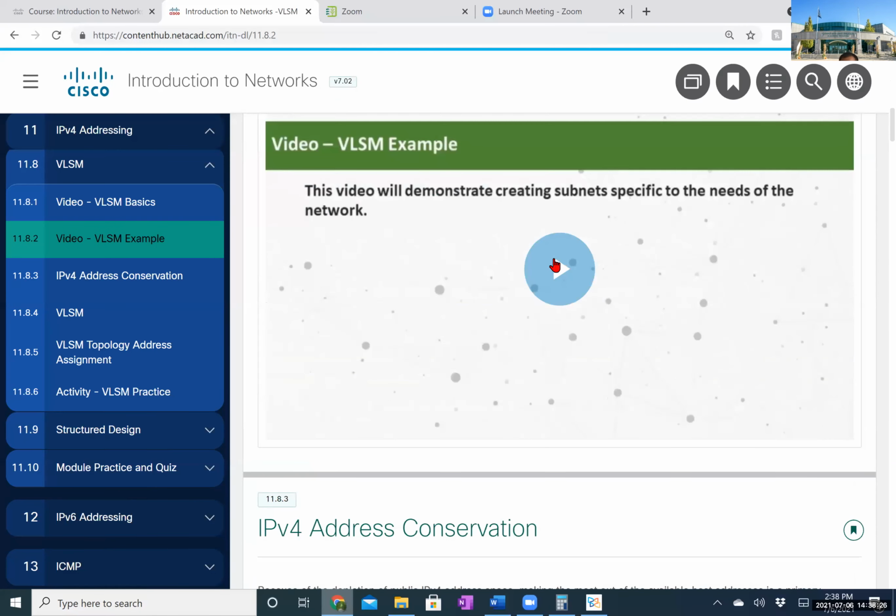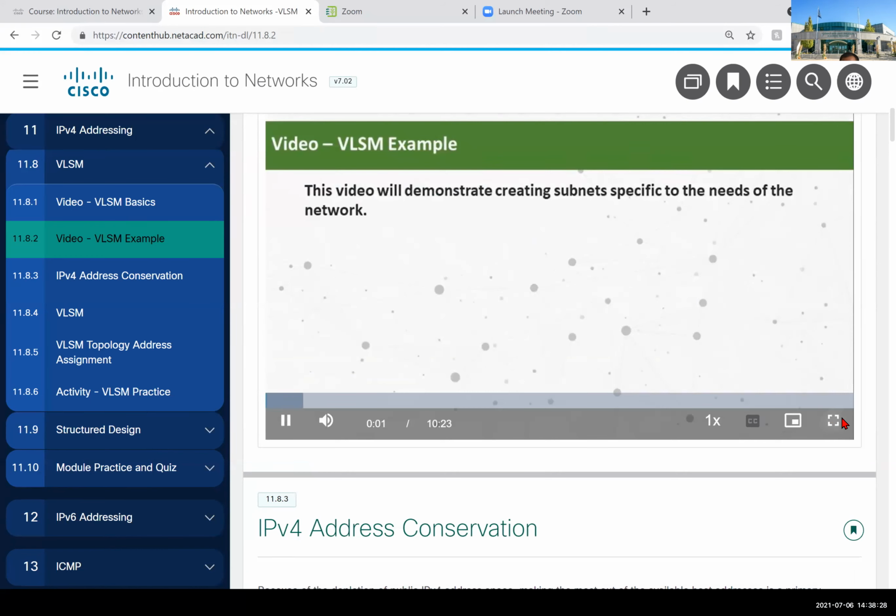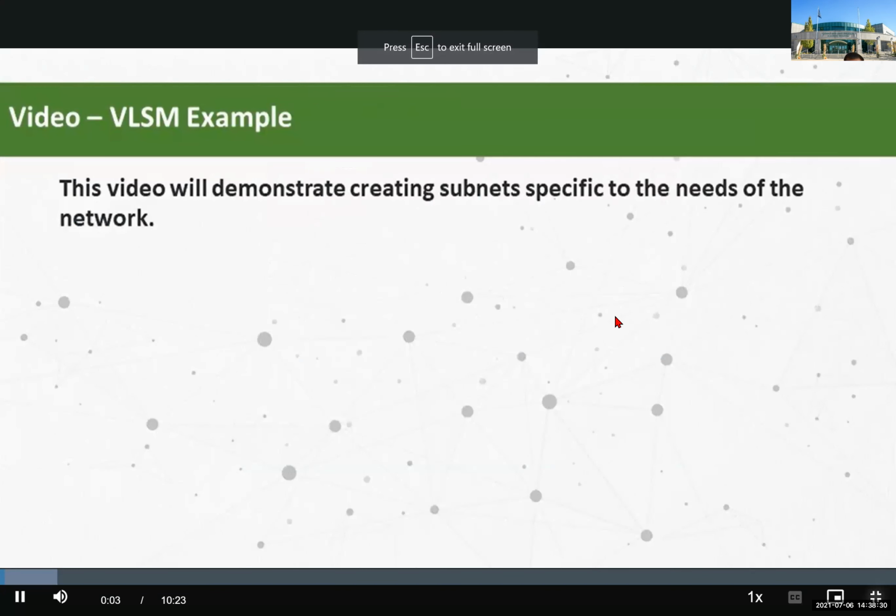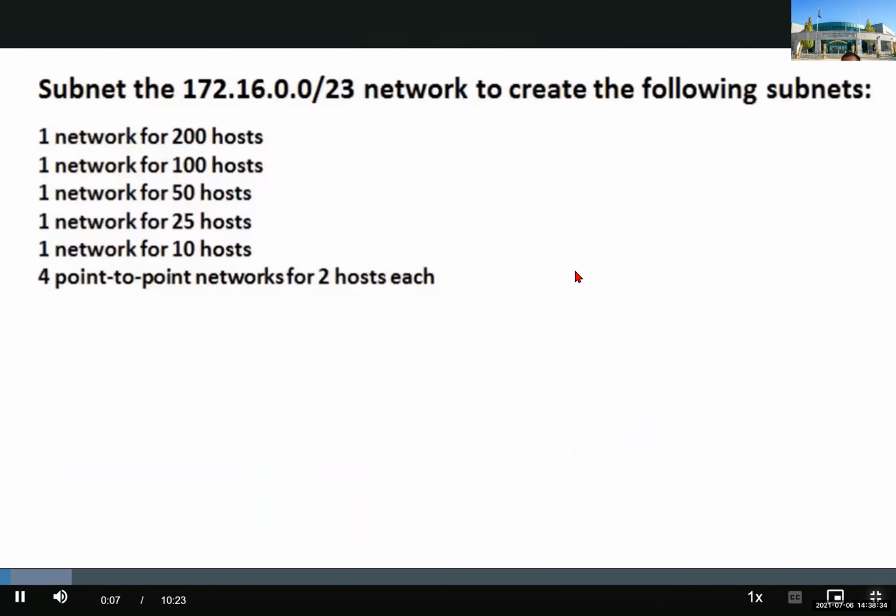Okay, so here, what's an example for this one? In this scenario, the task is to subnet the 172.16.0.0/23 network to create the following subnets: 1 network for 200 hosts, 1 network for 100 hosts, 1 network for 50 hosts, 1 network for 25 hosts, 1 network for 10 hosts, and 4 point-to-point networks for 2 hosts each.